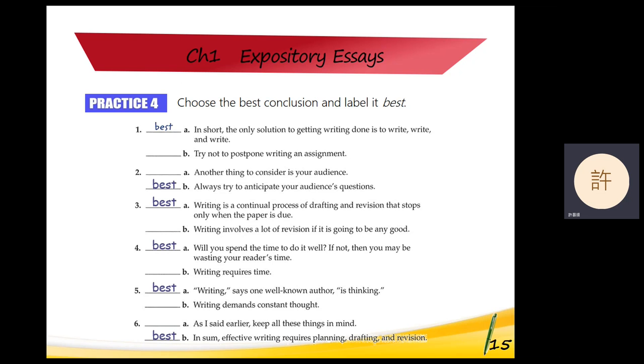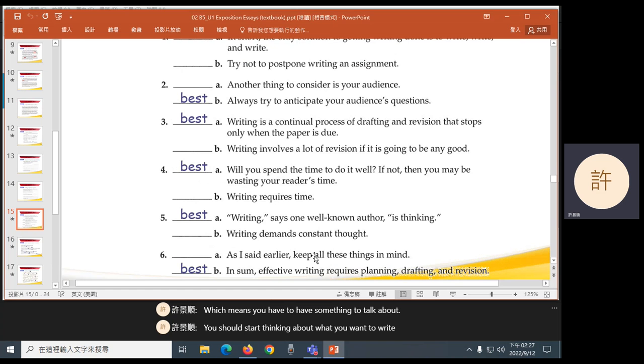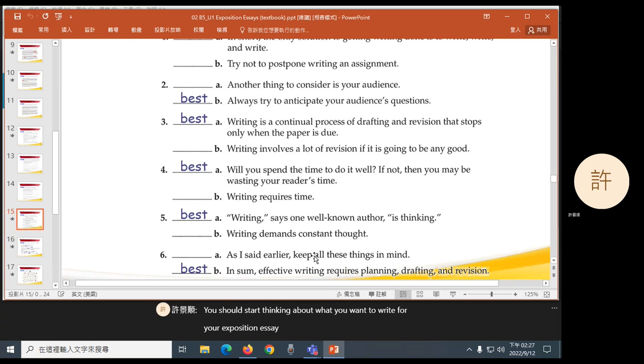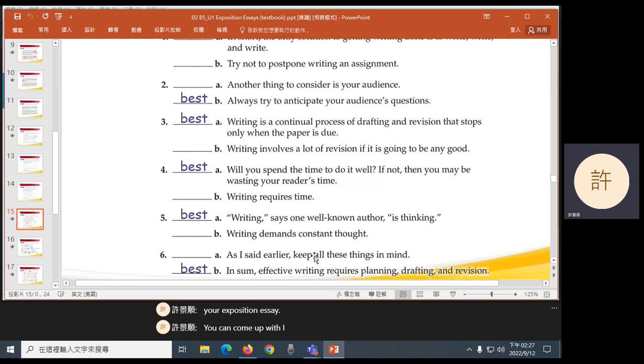Instead, I'm going to give you the rest of this period. Next week, we will read an example essay. The next week after that, you will talk with your group members and do peer review, which means you have to have something to talk about. You should start thinking about what you want to write for your exposition essay. You can start thinking about ideas this week.